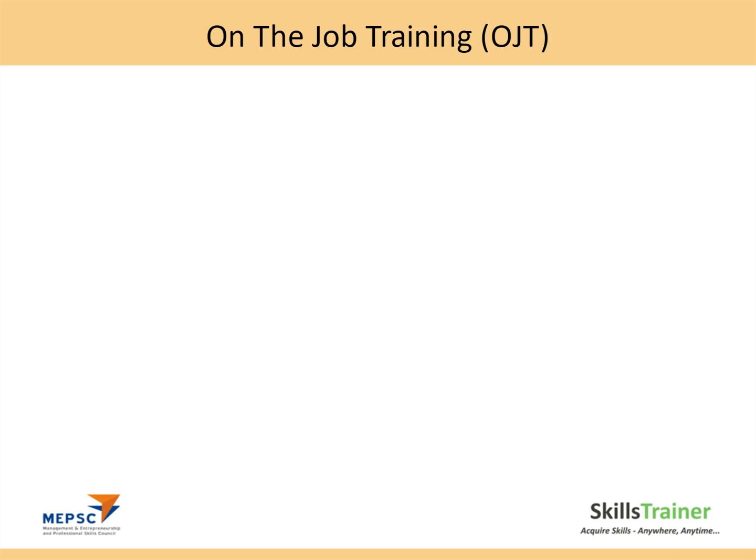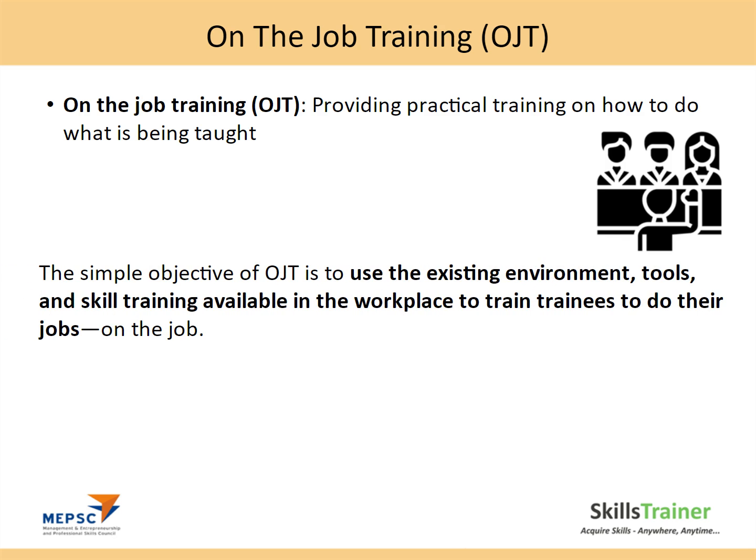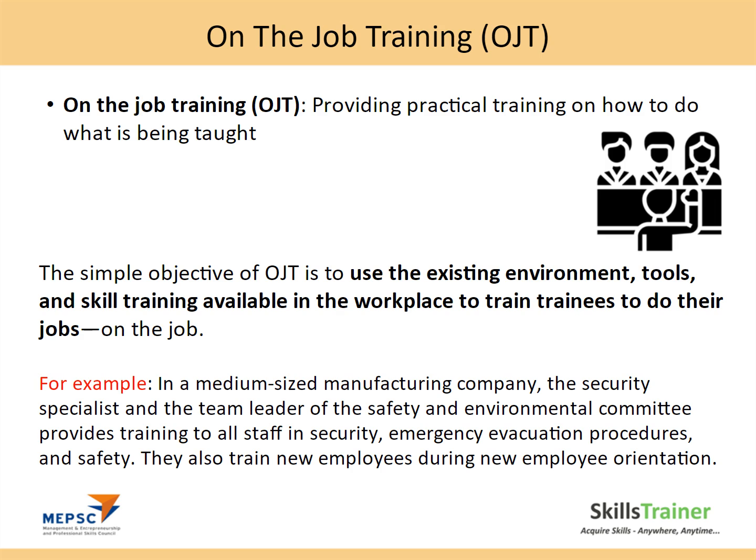On-the-job training, OJT. On-the-job training, providing practical training on what is being taught. The simple objective of OJT is to use the existing environment, tools and skill training available in the workplace to train trainees to do their jobs on the job. For example, in a medium-sized manufacturing company, the security specialist and the team leader of the Safety and Environment Committee provide training to all staff in security, emergency evacuation procedures, and safety. They also train new employees during the employee orientation.